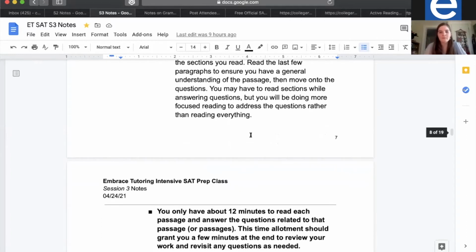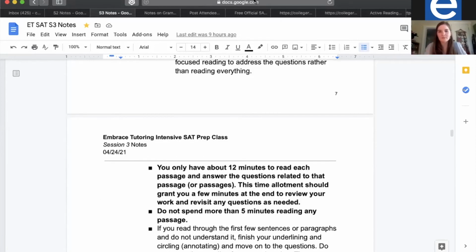Okay. You may have to read sections while answering questions to get further information for each section, but you'll be doing a more focused reading in that case, rather than having to read everything in a short amount of time. So now you're going to be focused more on the specific sections that they want you to look at in the text and adjust your reading based on that. Does that make sense, everyone?